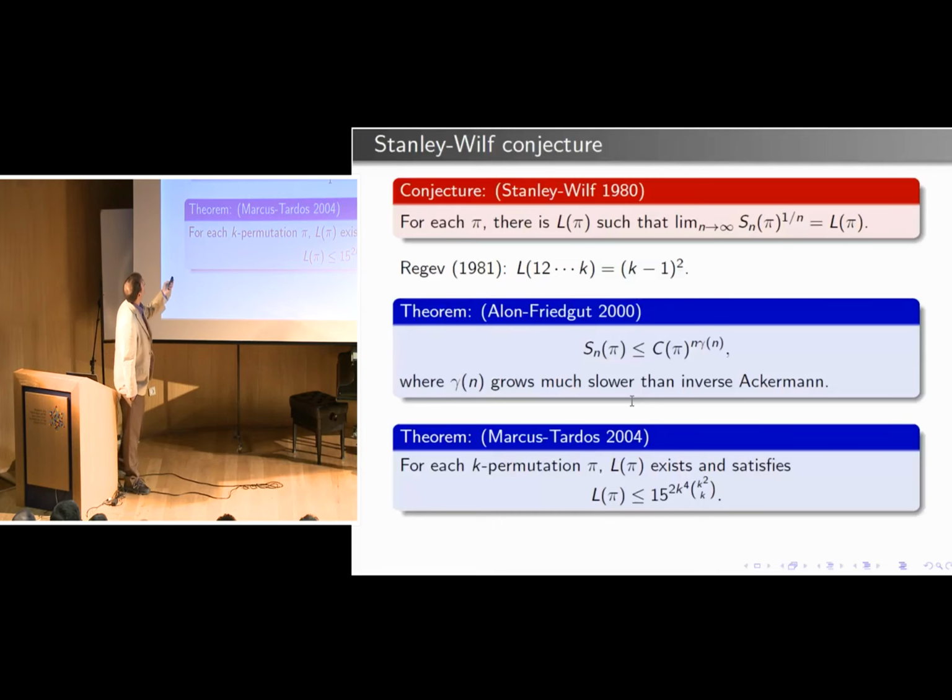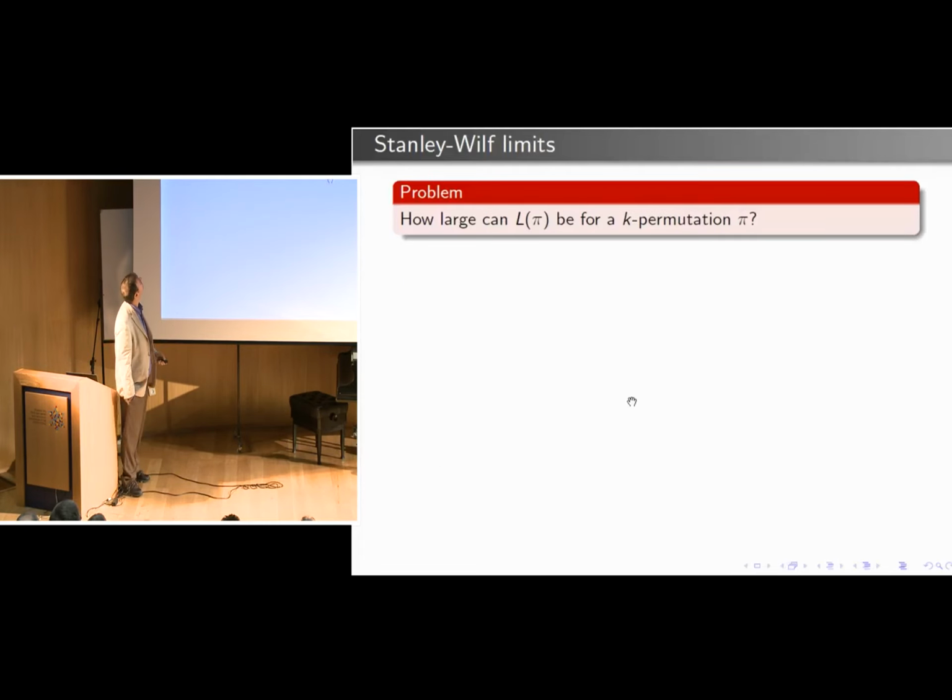So starting with Stanley and Wilf, the very natural question here was, what is L of pi for a k permutation? And in particular, how large can it be for a k permutation pi?